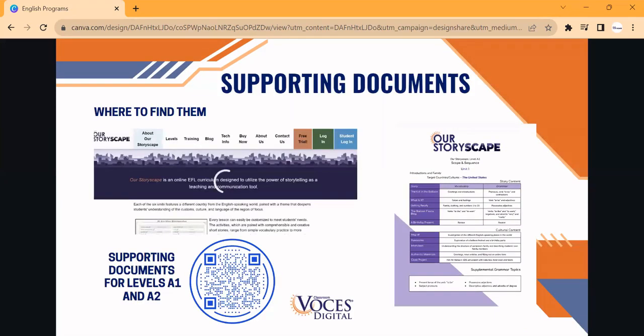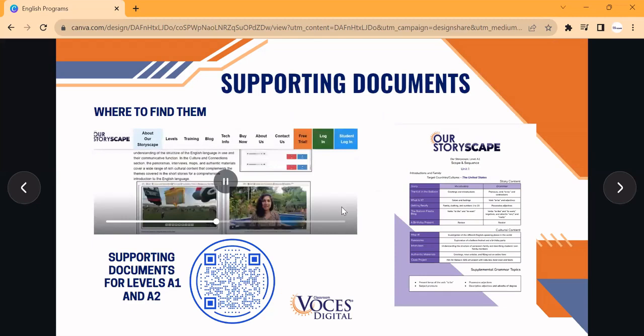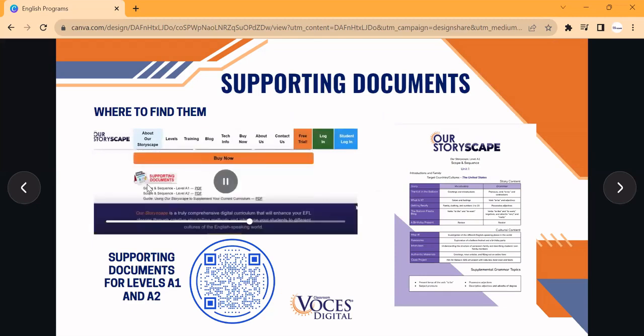So what are the supporting documents? We also have our supporting documents for our Storyscape series. This is a sample scope and sequence for Unit 1, which you can also find right here. You have scope and sequence for A1 and A2. You also have a guide to use it to supplement your current curriculum if you already have one in place.